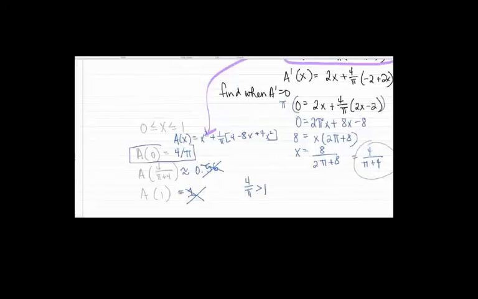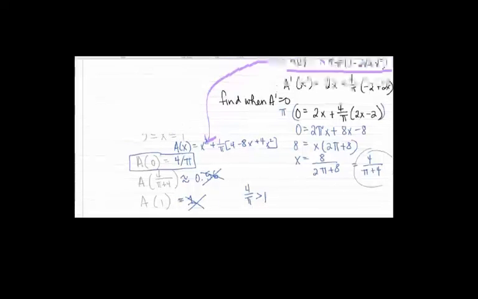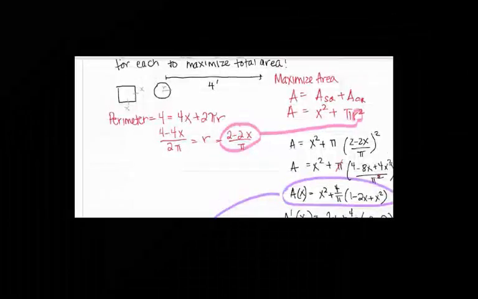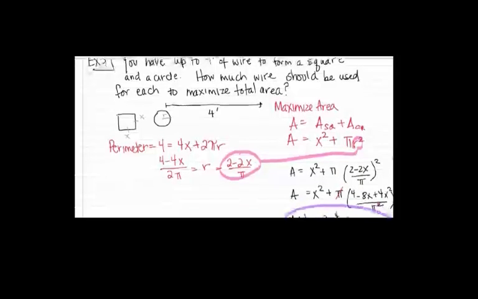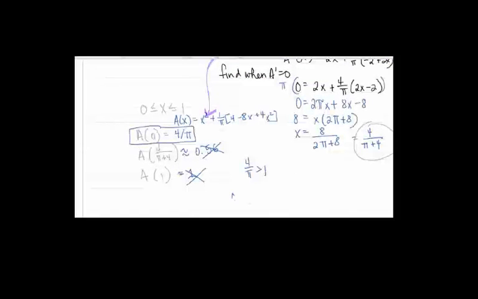What does that mean for us? Take a look. x is 0 means there is no square, and it is all circle. So it says how much wire should be used for each. So that means 0 feet for the square, 4 feet for the circle.